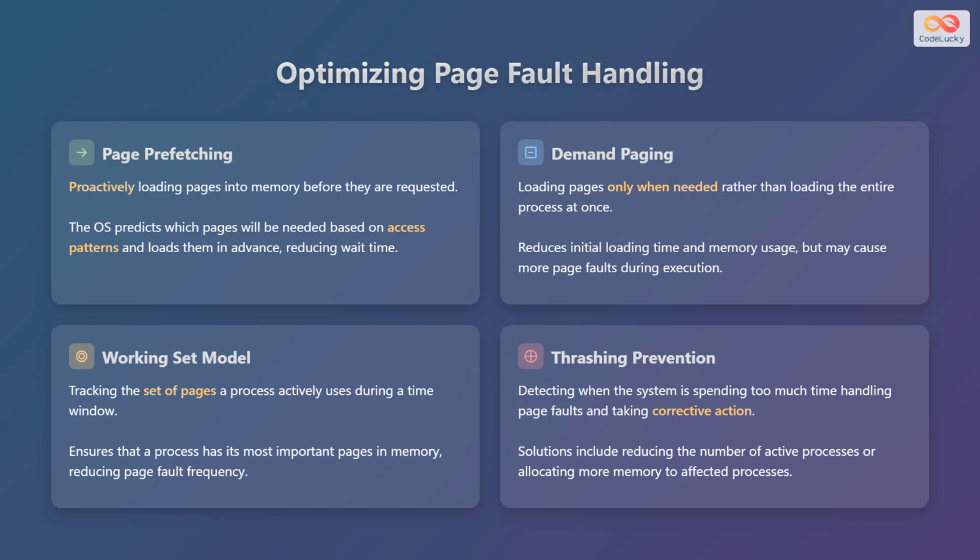The third one is working set model. This involves tracking the set of pages a process actively uses during a specific time window. By ensuring that a process has its most important pages in memory, it can reduce the frequency of page faults. The final one is thrashing prevention. This involves detecting when the system is spending too much time handling page faults and taking corrective action. Solutions might include reducing the number of active processes or allocating more memory to the affected processes.